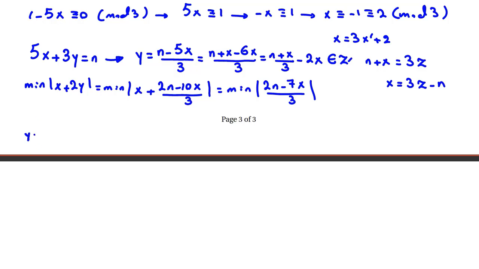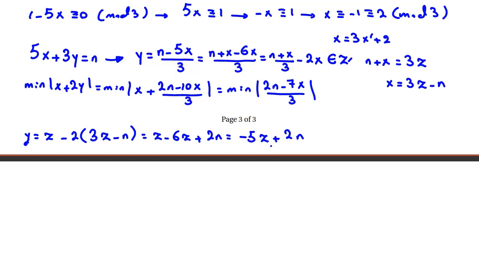So y equals what? n plus x. n plus x is 3z over 3, minus 2 times x. 2 times x is minus 2 times 3z minus n. So it will be z minus 6z plus 2n. So it will be negative 5z plus 2n. Okay, now we found y in terms of z and n and x in terms of z and n. So x is 3z minus n. y is negative 5z plus 2n.